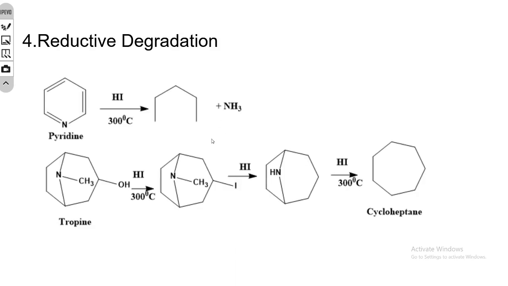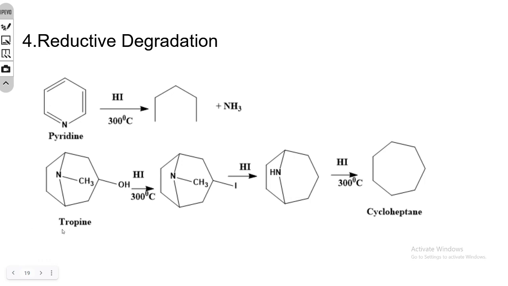The next type of degradation is reductive degradation. In reductive degradation, a reduction reaction takes place, that is, the addition of hydrogen takes place when it is heated with HI at a higher temperature, approximately 300 degrees Celsius. So we get a saturated compound like this. This is the reaction of piperidine, and this is the reaction of tropine.